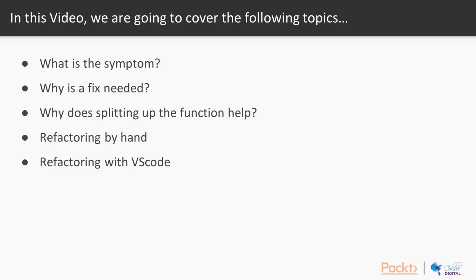Number four, how we can refactor this or solve this problem by hand. And number five, how we can do it with VS Code so we don't need to do it by hand all the time. Let's look at a symptom.